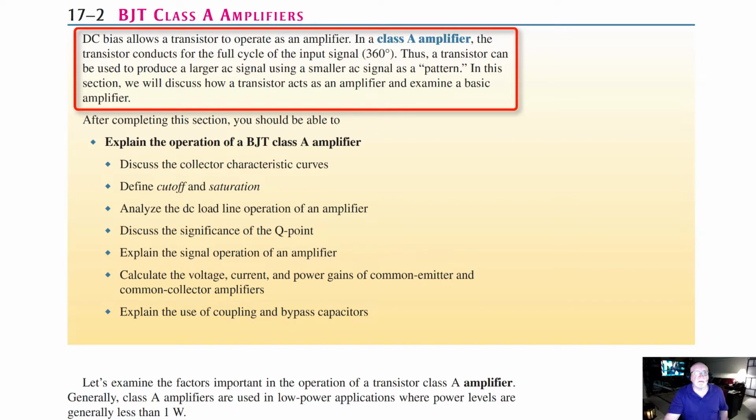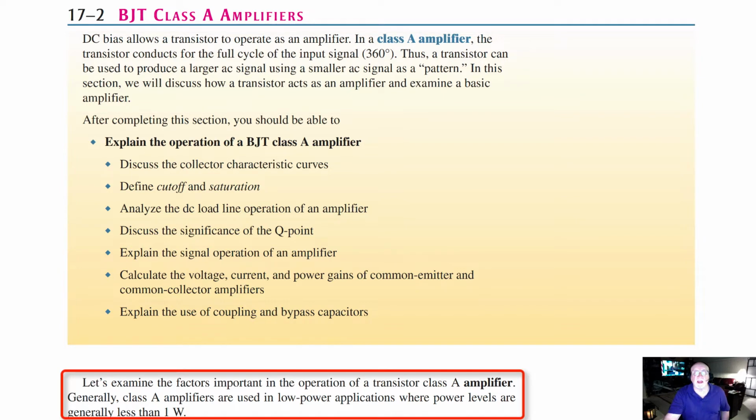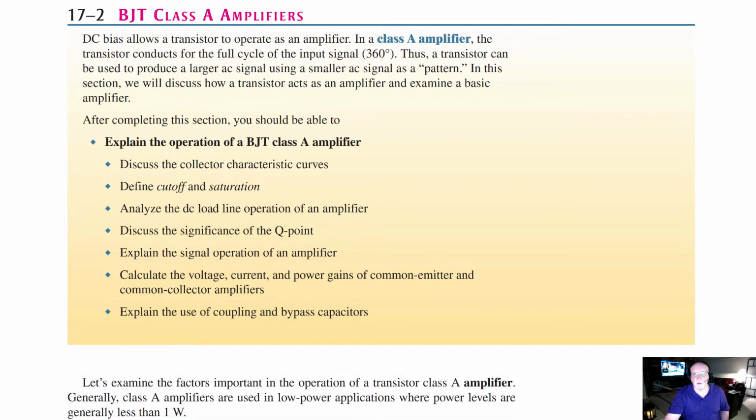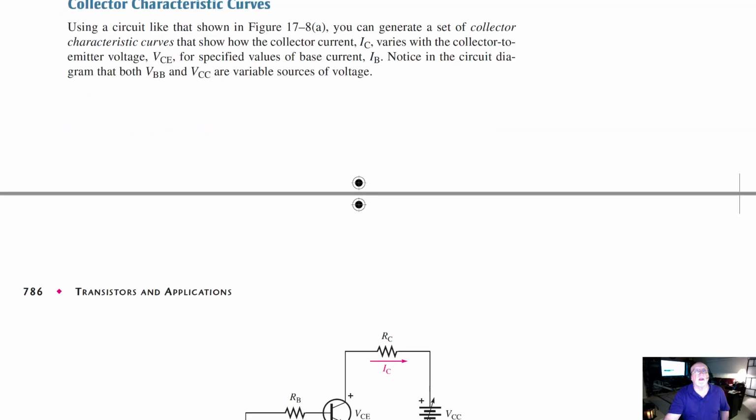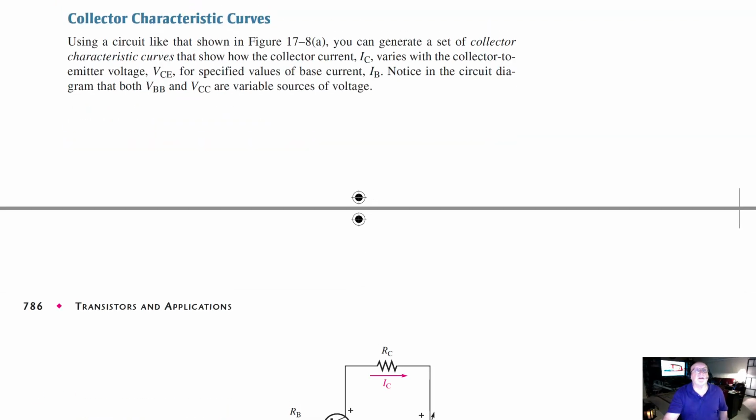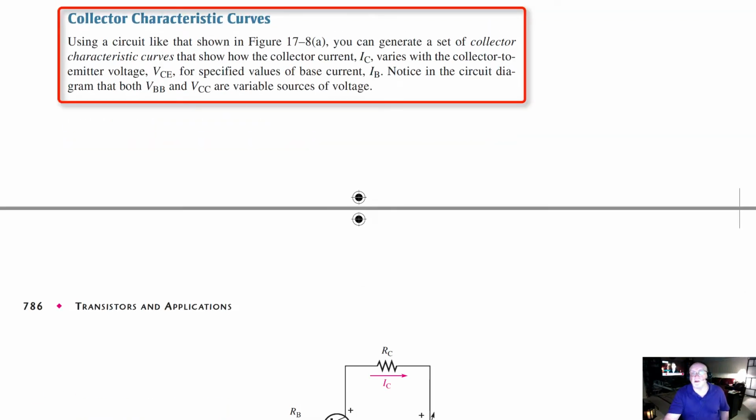So let's examine the factors important in the operation of a transistor Class A amplifier. Generally, Class A amplifiers are used in low power applications where power levels are generally less than 1 watt. So let's look at the collector characteristic curves. We've seen the characteristic curves associated with the diode. Let's see what they look like for the transistor.